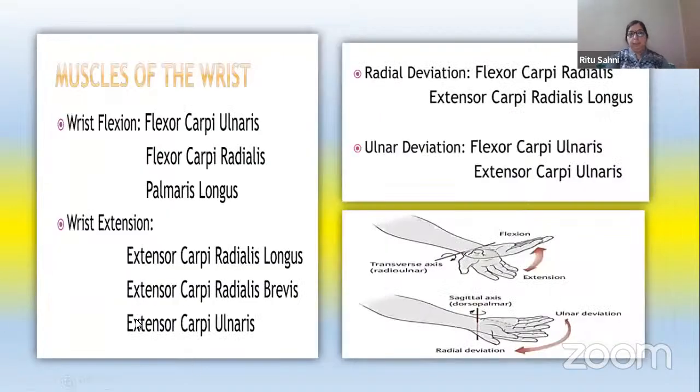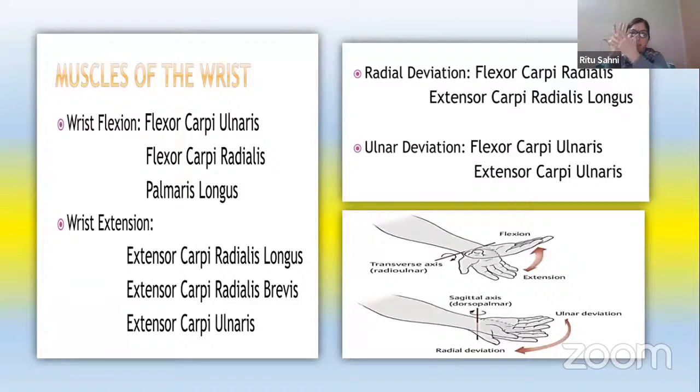And then these muscles are part of wrist flexion versus wrist extension. This is the flexor group of muscles. These are extrinsic muscles in the flexor group: flexor carpi ulnaris, which comes towards the ulnar side; flexor carpi radialis, which comes towards the radial side; and the palmaris longus, which goes towards the palm.